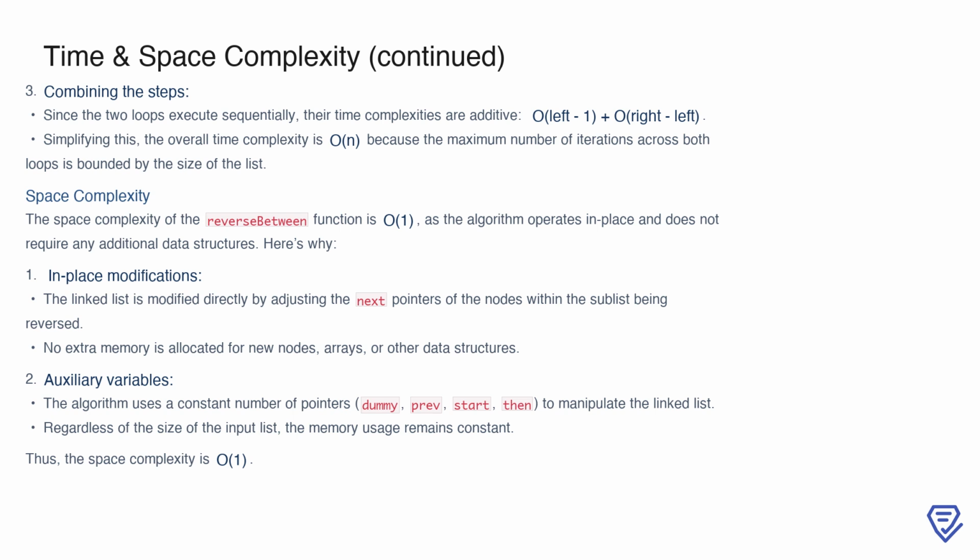Shifting our focus to space complexity, the reverse between function operates in O(1) space because it modifies the linked list in place without requiring additional data structures. This is achieved by directly adjusting the next pointers of the nodes in the sublist being reversed. Additionally, the algorithm only uses a constant number of pointers, such as dummy, previous, start, and then. Regardless of the size of the linked list, the memory consumption remains constant, confirming a space complexity of O(1).